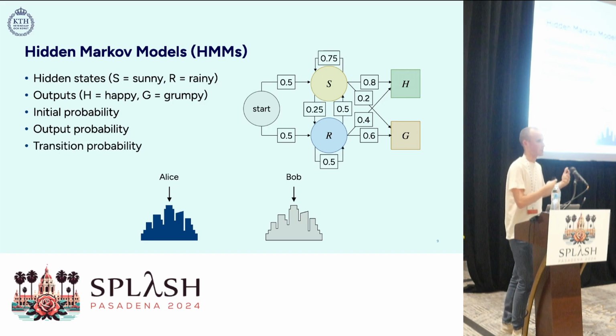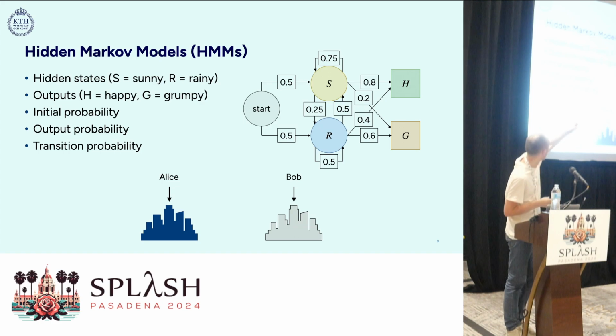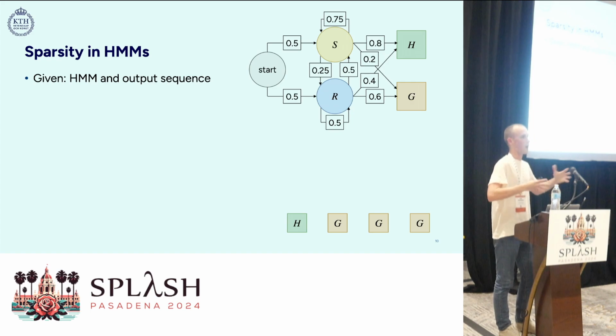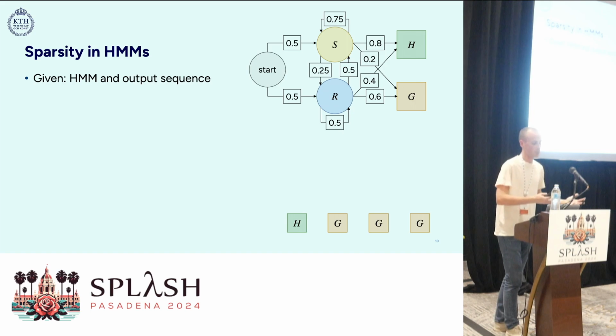Finally, we have the transition probability, which specifies how likely we are to transition from one state to another. In every time step, the model can transition between different states. For instance, at the top, we see that if the weather is sunny today, there's a 75% chance that it will be sunny again tomorrow. All right, so now we know how an HMM works. Let's look at how sparsity comes into play here.